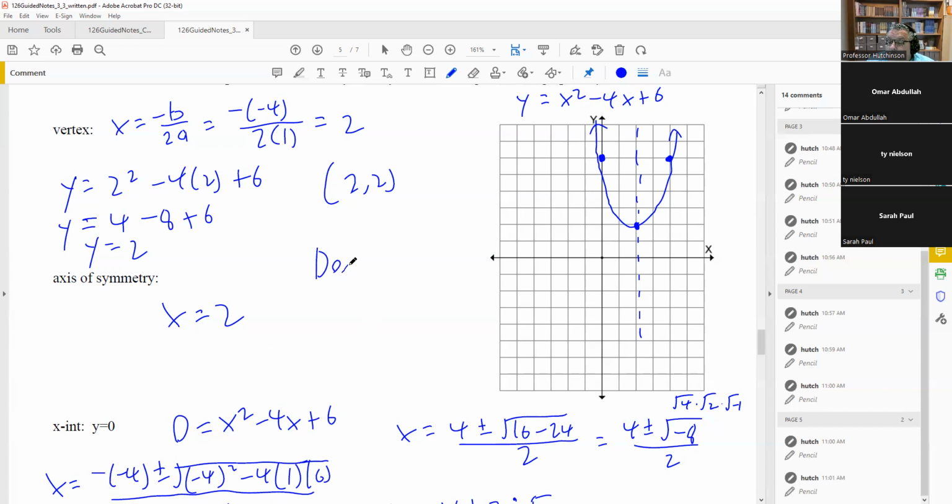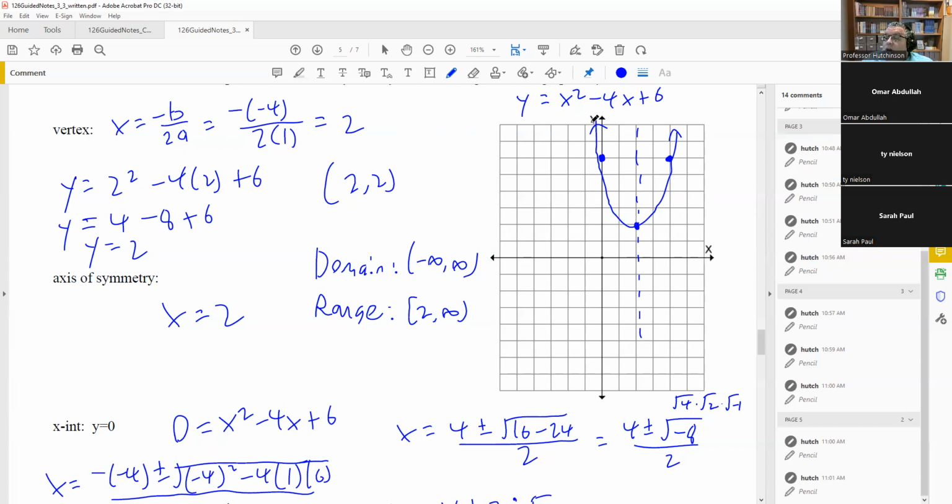For the domain, it is negative infinity to positive infinity. And if you want the range, it's going to be from 2, which is the lowest point. So let's actually do a bracket on that, 2. And that's going to go to infinity. Okay, so 2 is the lowest point. It goes up there to infinity. That's your range there. Again, the bracket will always be there because that point is actually included on the graph itself.